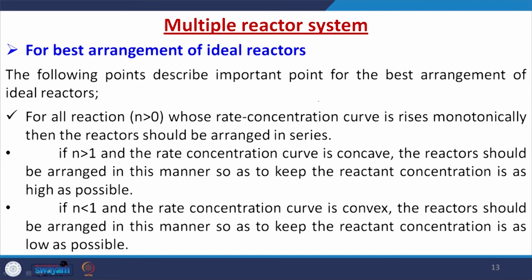reactors in series. Now sometimes people may ask what should be the best arrangement for ideal reactors. There are several points which we need to describe, and some important points for the best arrangement of these ideal reactors. For all reactions, if we have a positive order, that is n is greater than 0, whose rate concentration curve usually rises monotonically, then the reactors should be arranged in series, because this is a very complex type of system. That is why this type of advice is always required to handle the situation.